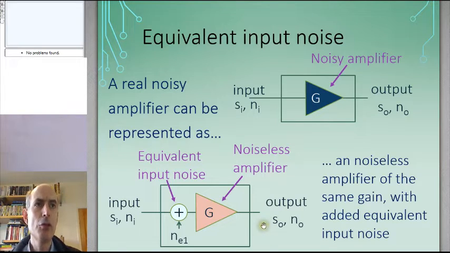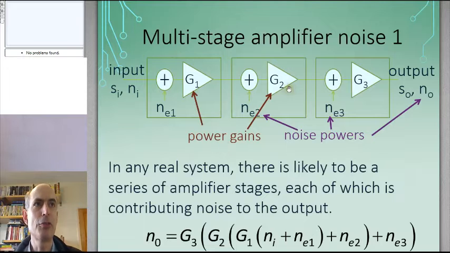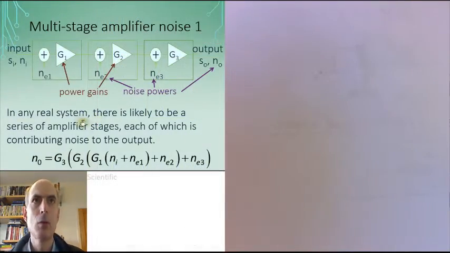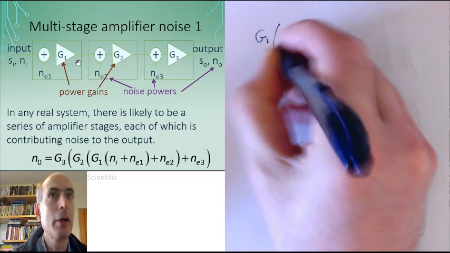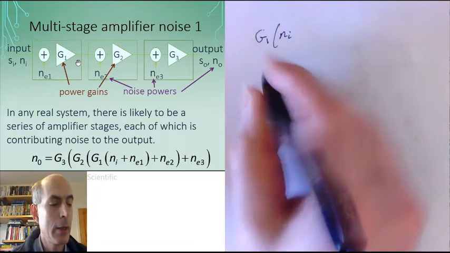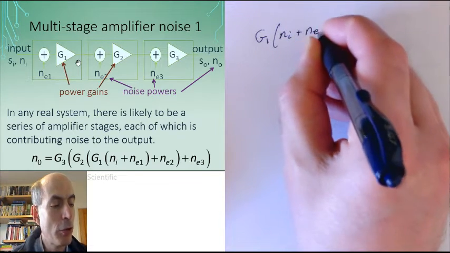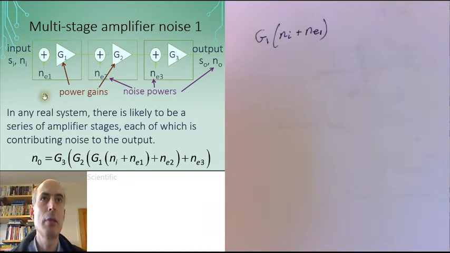Okay, so supposing we have several of these noisy amplifiers and we arrange them in series. Something like this. What's the total noise output that we would get from this system? Well, we can start and think about what would the noise be coming out of the first amplifier stage there. And the answer is that would be G1 times the input noise, Ni, plus the equivalent input noise of the first amplifier stage, Ni1 here.